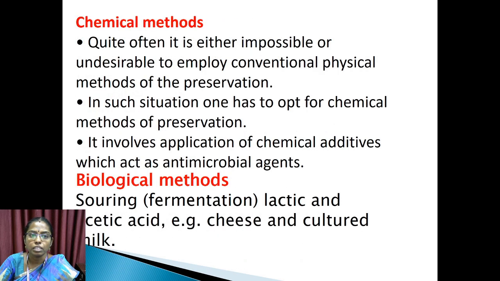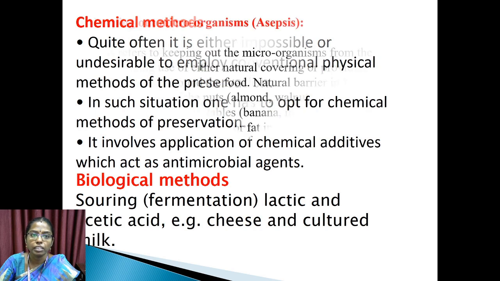Next, chemical methods. Quite often it is either impossible or undesirable to employ conventional physical methods of preservation. In such situations, one has to opt for chemical methods of preservation. It involves application of chemical additives which act as antimicrobial agents. Next, biological methods: fermentation, producing lactic and acetic acid, for example cheese and cultured milks.